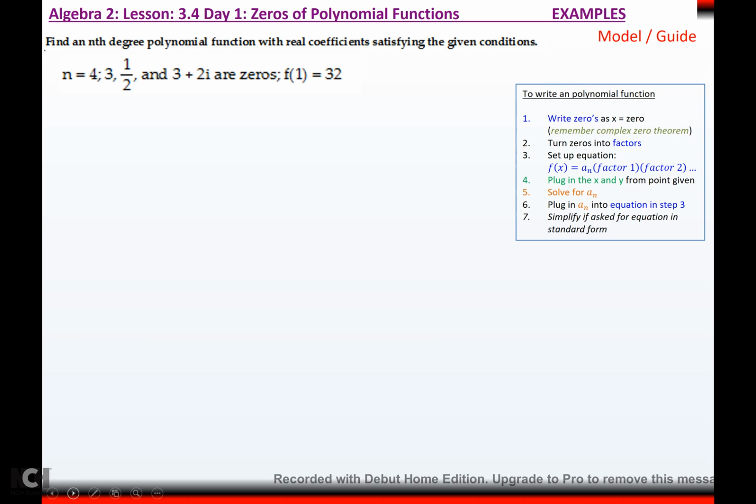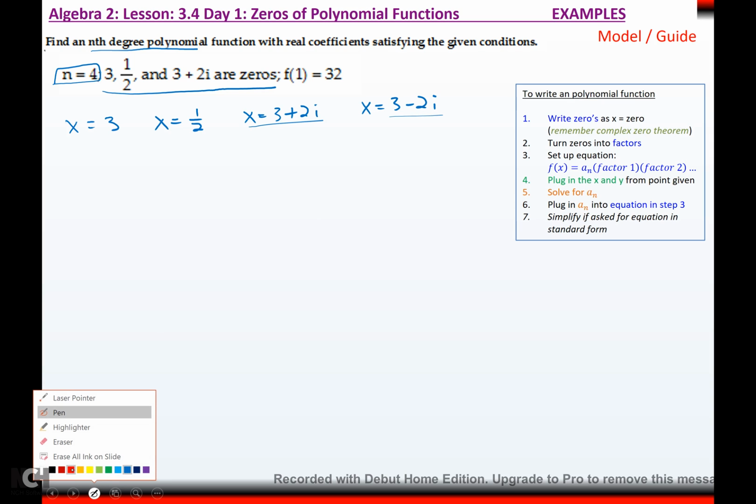So it says, find an nth degree polynomial. So they're telling me this is degree 4, which means I need 4 zeros and 4 factors to multiply together. And they want me to write the function. This says these are the zeros that they gave me. Okay, so it says that x equals 3, that x equals 1/2, that x equals 3 plus 2i, and that x equals 3 minus 2i. What? I don't see that written up there. Okay, you got to remember the complex conjugate theorem that says if they give you a complex zero, then guaranteed its conjugate is also a factor.